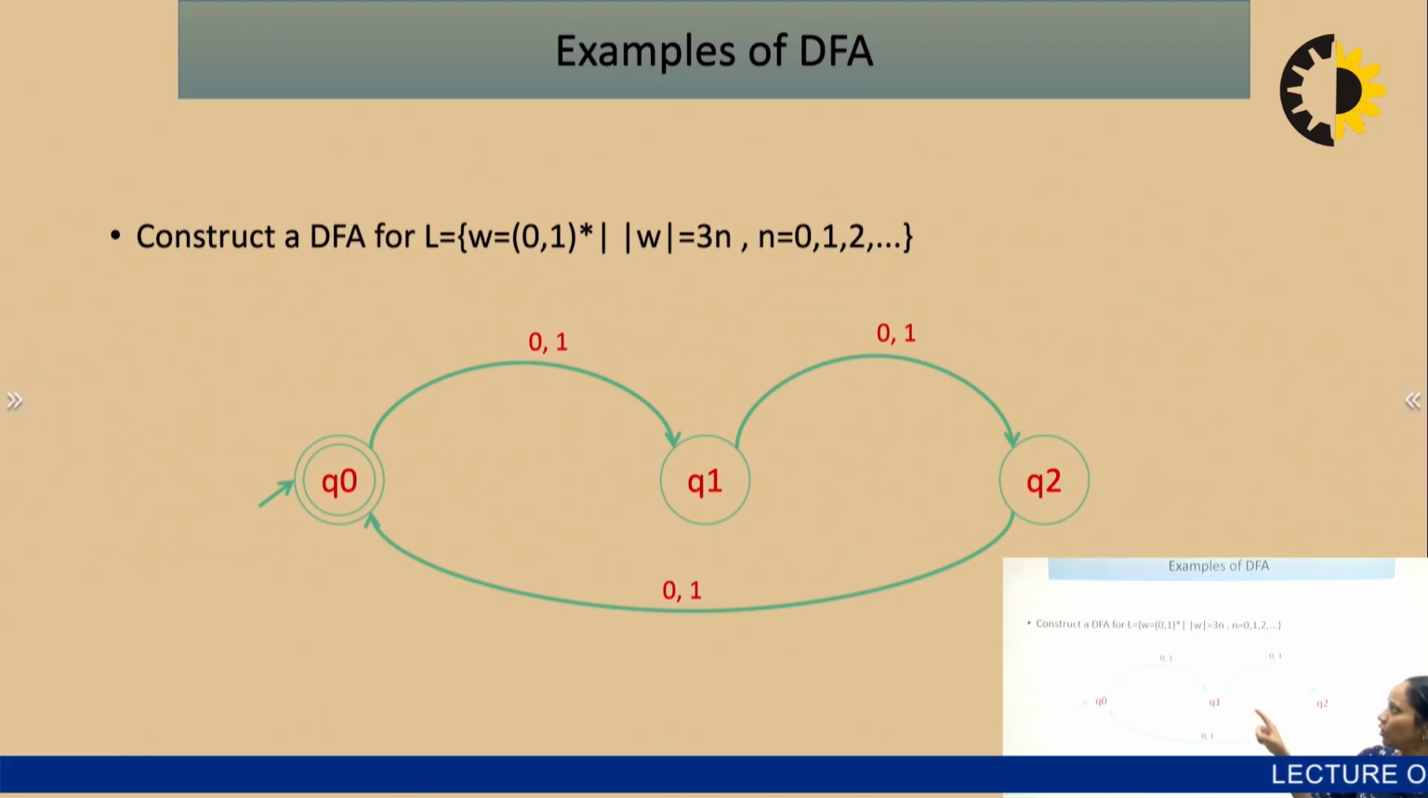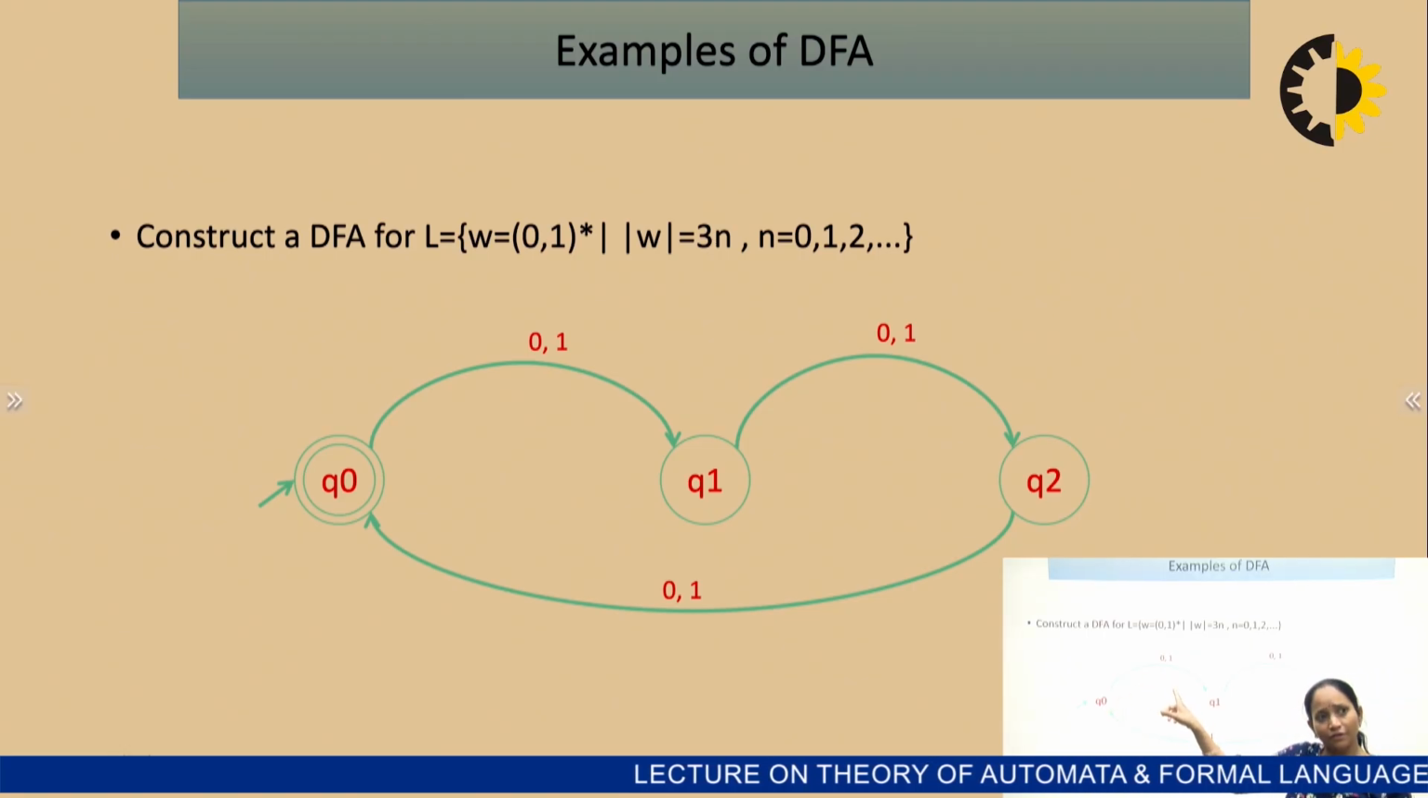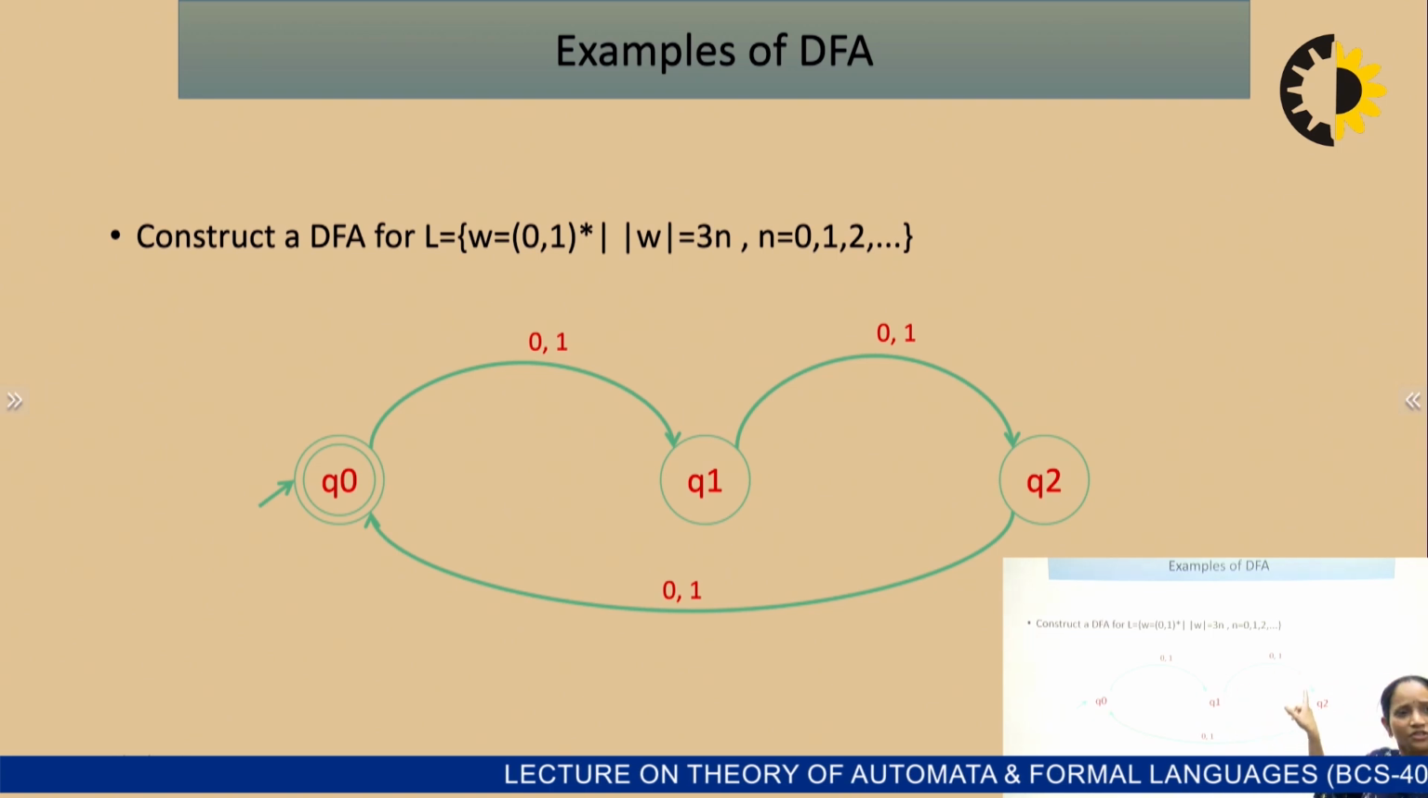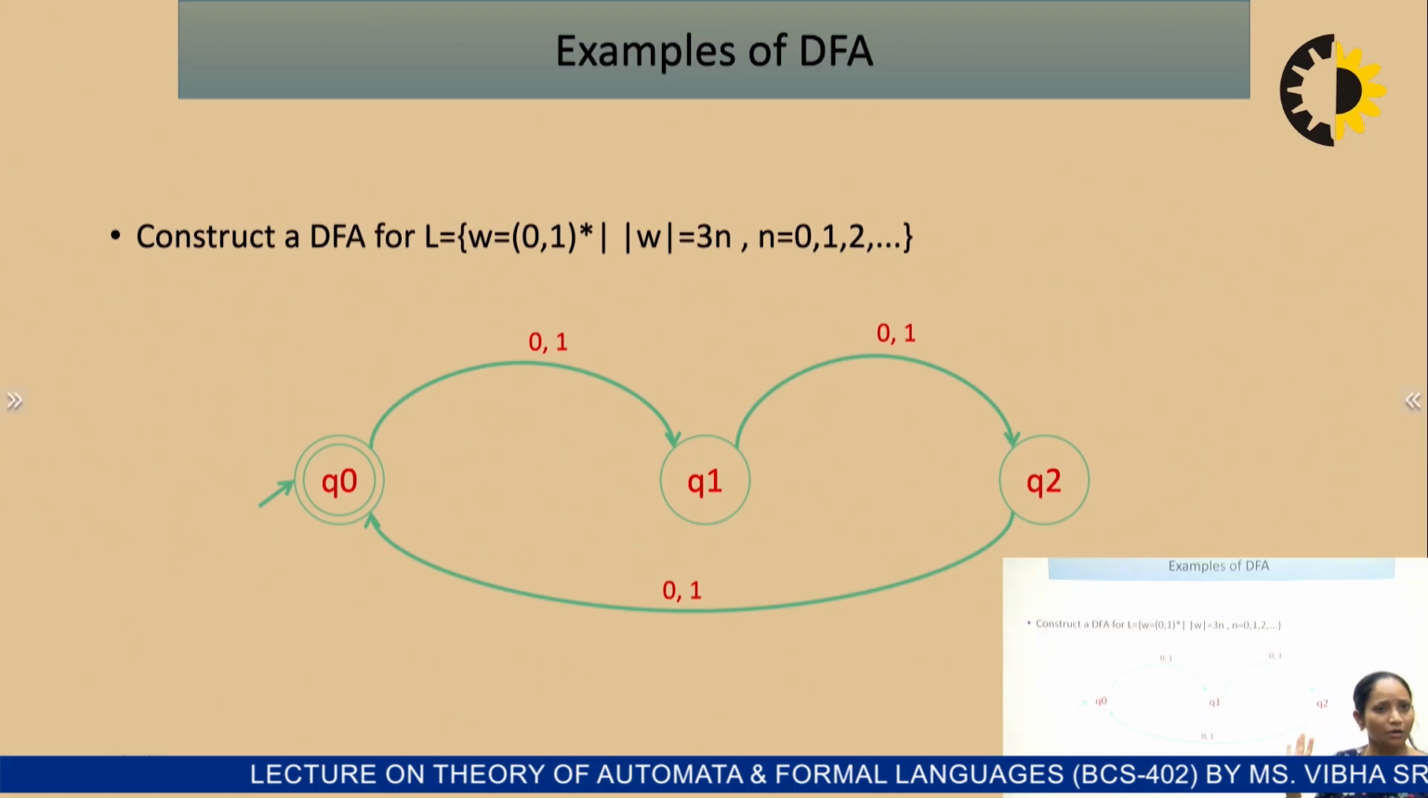So this will be the accepting state, and these other two are the non-accepting states, also called non-final states. Since it is a DFA, we have to make the transition for all three states for 0 and 1. For Q0, the 0 and 1 transitions are defined. For Q1 and for Q2, the 0 and 1 transitions are defined. So this is the complete DFA.